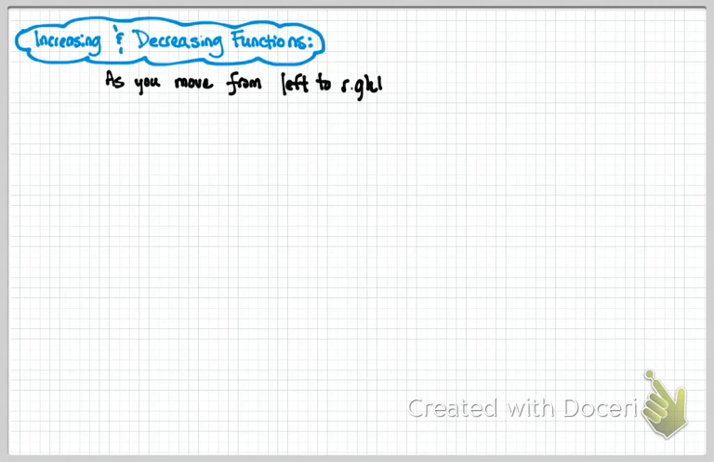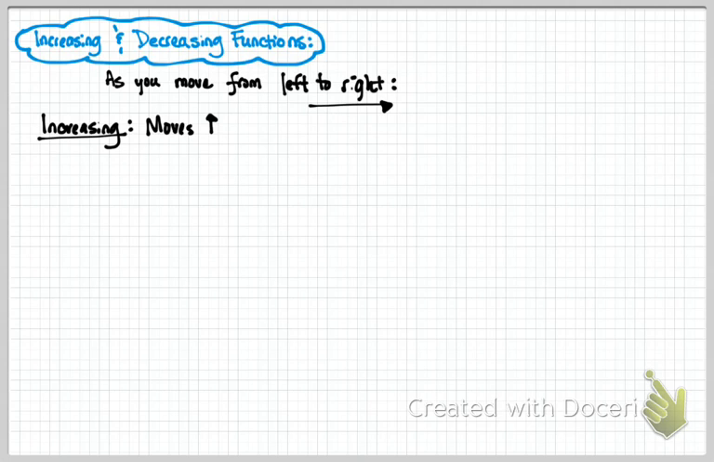Alright, so increasing and decreasing as we move from left to right. This is always true. You always move from the left to the right. We never go backwards. And we'll start with increasing. So what's the simple definition for increasing if we're moving from left to right? Which way does the graph go? It goes up. The graph moves up. That's it.